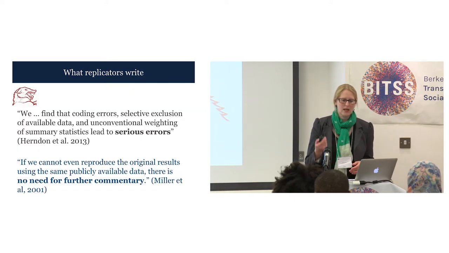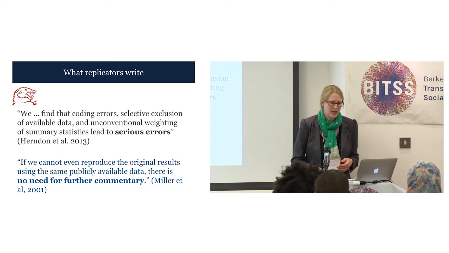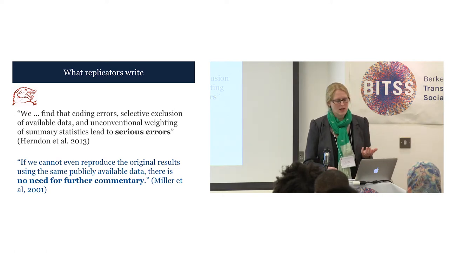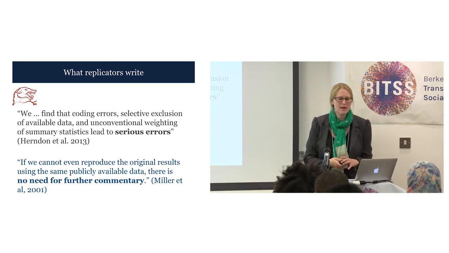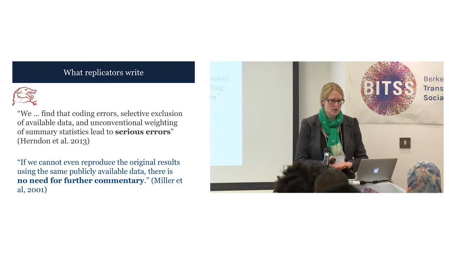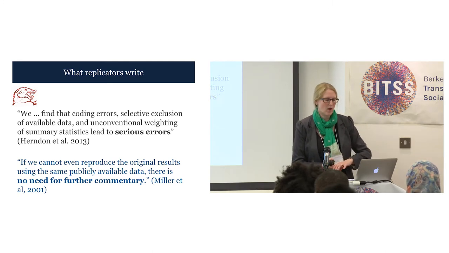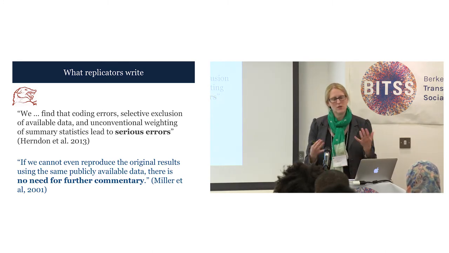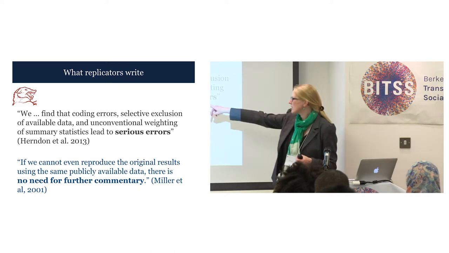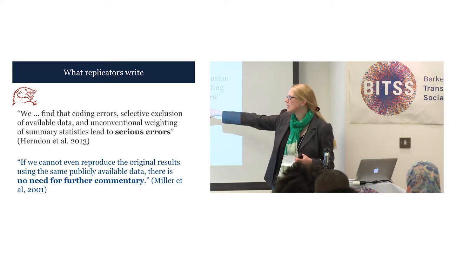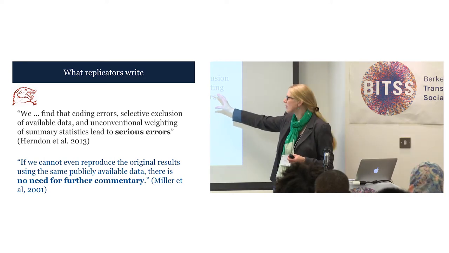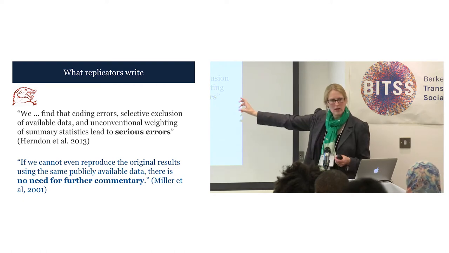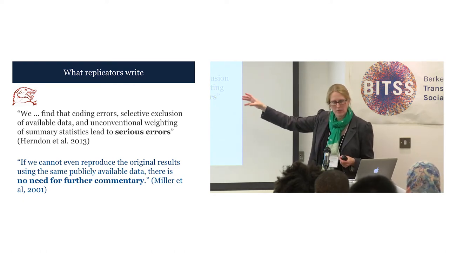Okay, so we have talked about this already. I'm just giving you a few examples. Replicators, in this replication study, have written things like this: we find that coding errors, selective exclusion of available data, and unconventional weighting of summary statistics led to serious errors. So this was Herndon criticizing the Reinhart-Rogoff paper, and this is how he wrote it. So I think this is clear, but not unprofessional. This is not getting personal, right?